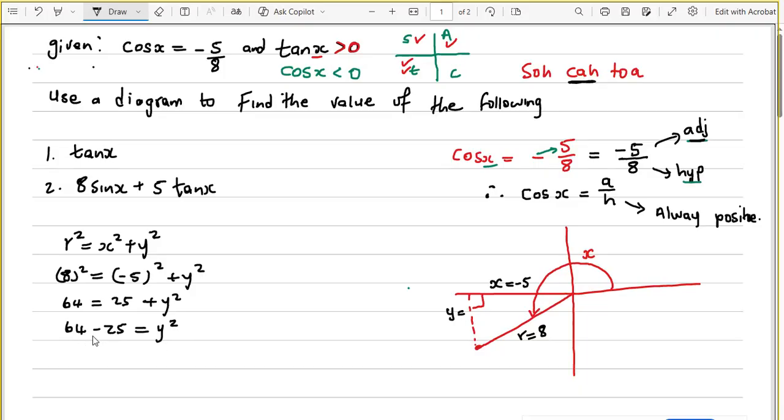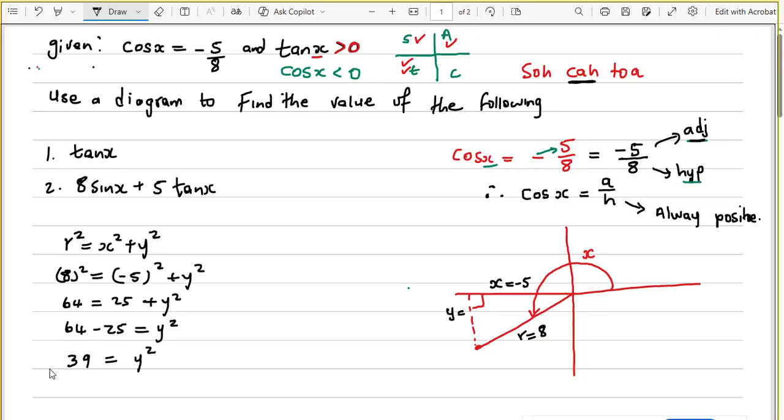Therefore, 64 minus 25, when you punch that on the calculator, it's like saying 60 minus 20, that's 40. And then you're going to say 4 minus 5, that's 1. So this is 39. So 39 is equal to y squared.